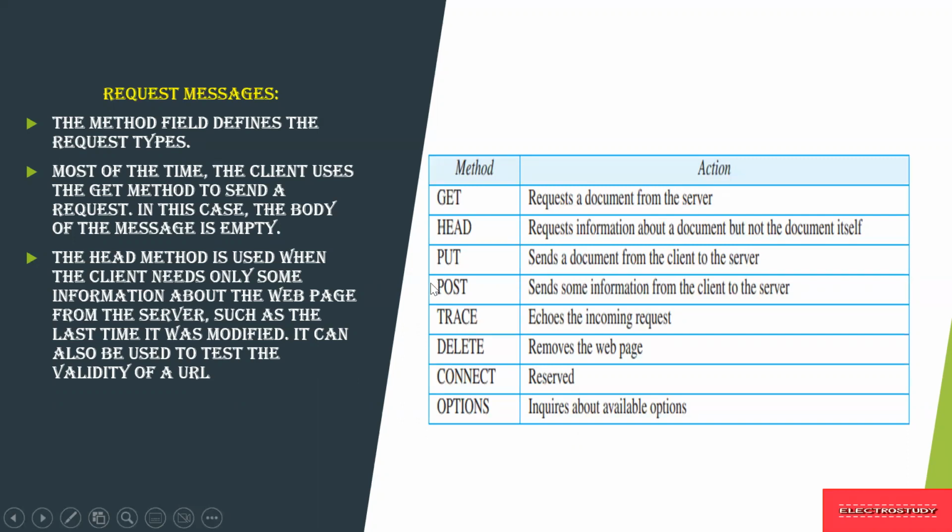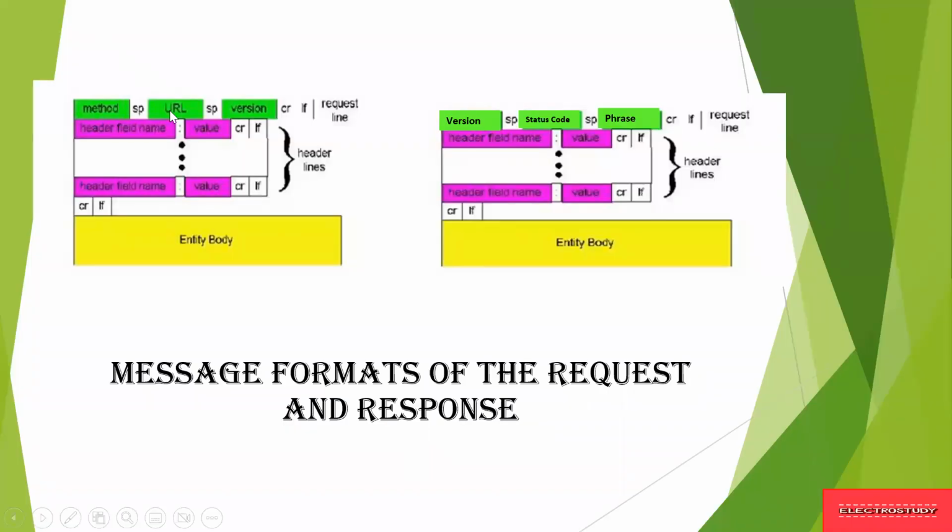And the head method, you have seen the different methods, and here the URL is nothing but what we have already seen, right? Uniform Resource Locator. You can have different URLs for different web pages, and version is nothing but it tells you what version of HTTP we are using. Currently we are using HTTP version 1.1.